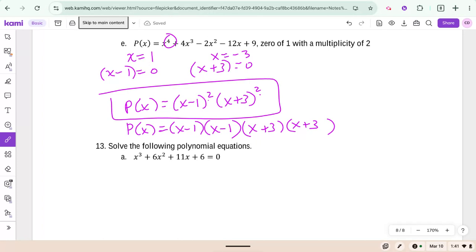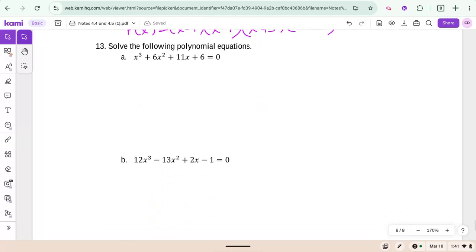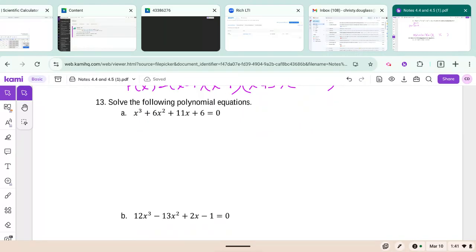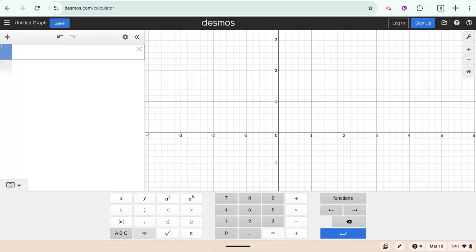Okay, all right. Let's look at solving a polynomial equation. A good way to start is going to be to graph it. I know that this has an x to the third, so I know there's at most 3 real solutions. There are definitely 3 solutions.